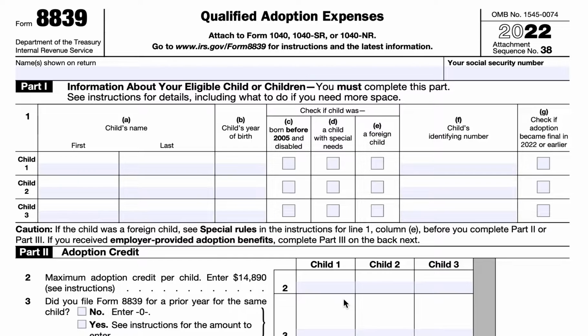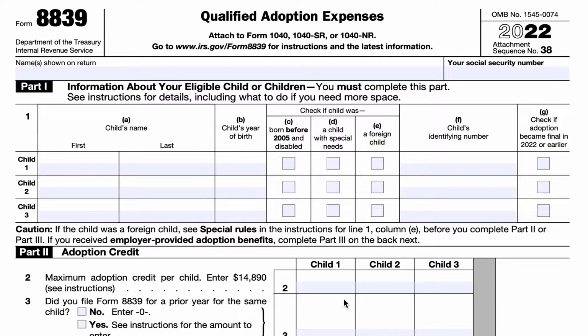In Part 1, you'll complete all columns that apply to the eligible child that you've adopted or you've tried to adopt. There are three spaces for 3 children. If you have more than three eligible children, then fill in and attach as many Forms 8839 as you need to list them. Also enter C attached to the right of the caution below line 1.